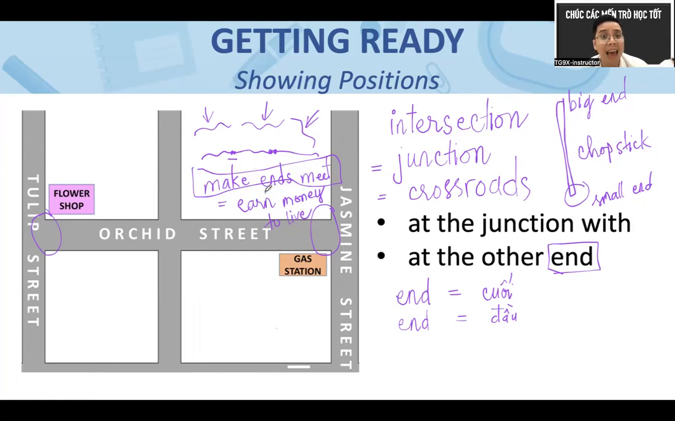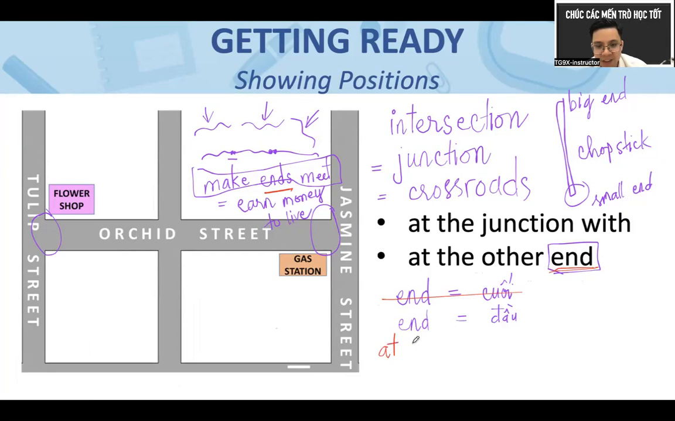So now do you understand ends here? It doesn't mean the end in this case. Am I clear to you? I hope so. Today you have learned a new shade of meaning of the word end.